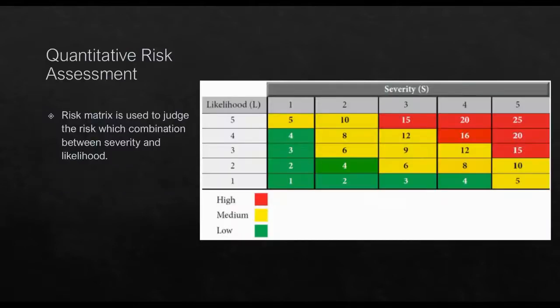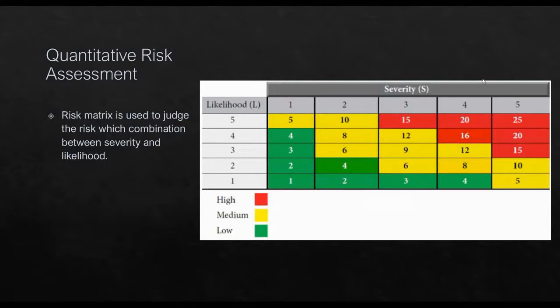Okay, and then still under the quantitative risk assessment, this one is the risk matrix. So after we identify the severity and also the likelihood score, we can identify the level of the risk, either high level, medium level, or low level, by using the matrix. Okay, we call it the risk matrix.